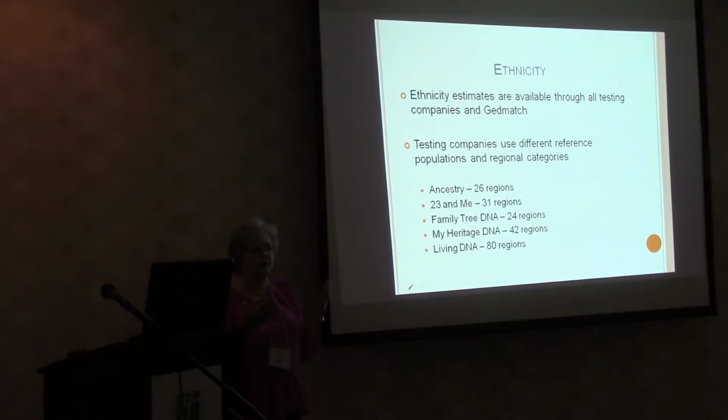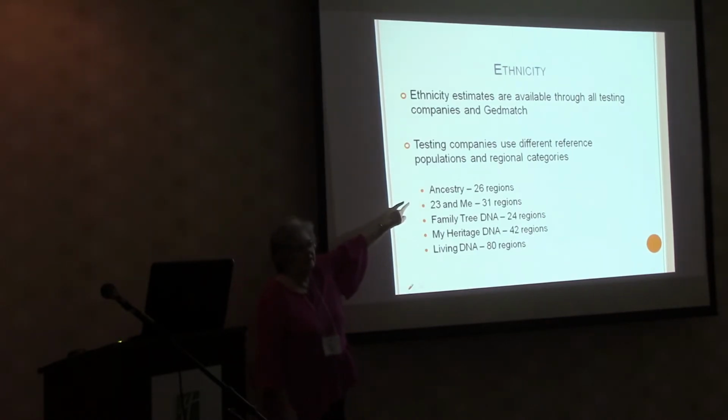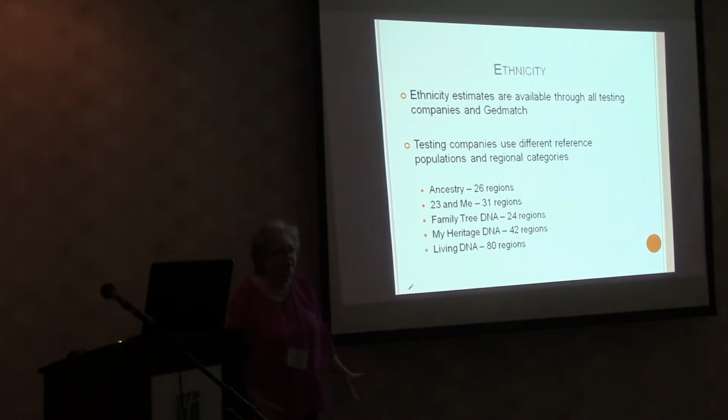If you look at Family Tree or you look at GEDmatch, you see those differences in the percentages. It's because they're using different reference populations that you're matching to, and because they do different regional categories. Ancestry divides theirs up into 26 regions across the world, 23andMe 31, Family Tree 24 regions, and MyHeritage 42 regions. So see, there's a really big difference. For example, the northern part of Ireland could be considered Ireland, or it could be considered England, or Scotland, depending on how that company decides to define that particular region.